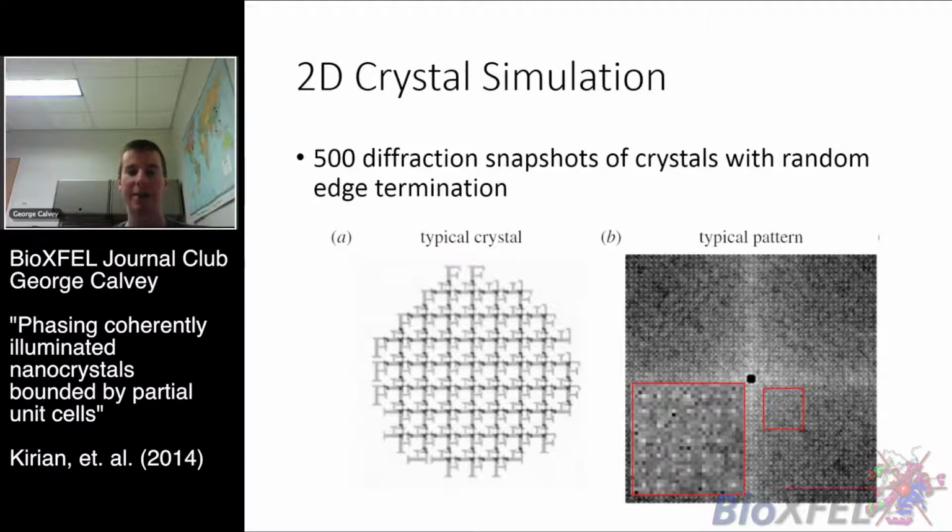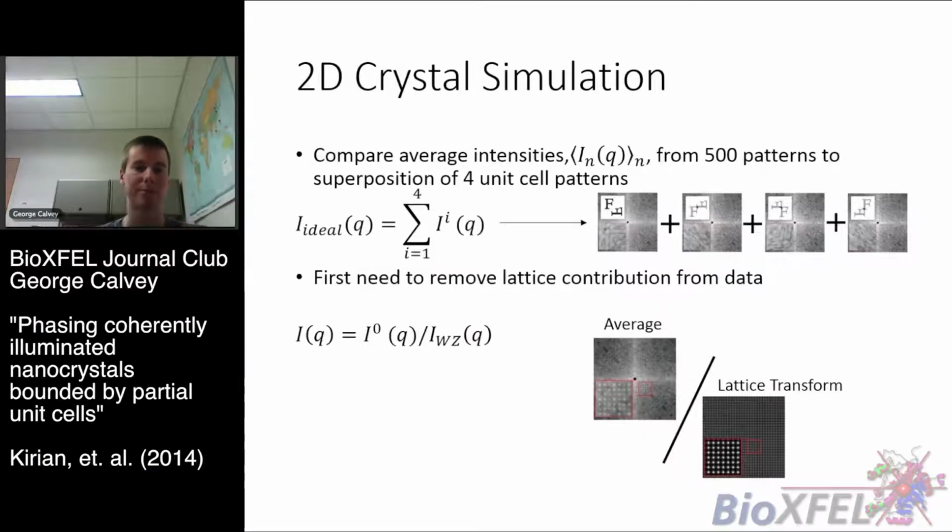Again, they're trying to look at the effect of having these incomplete unit cells on the boundary of the crystal. So they constructed 500 crystals that have random edge terminations, and they computed the diffraction pattern for each. This shows what a typical crystal might look like, and then the typical diffraction pattern. And they wanted to compare the results of these 500 diffraction patterns with the diffraction pattern of each of the 4 unit cells.